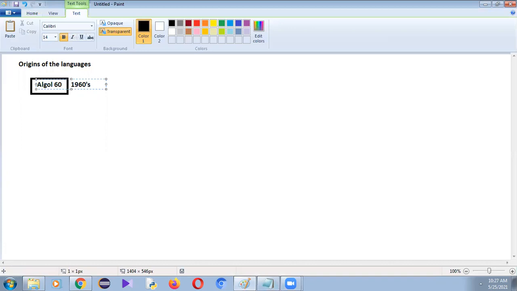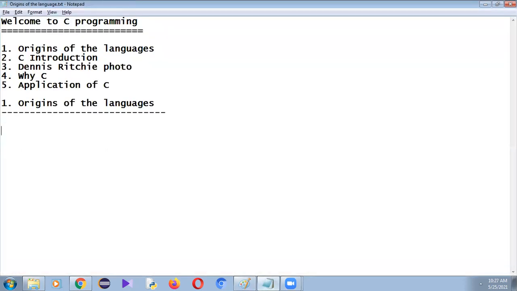What is meant by algorithm? Algorithm is a step-by-step procedure which is written in the English language. Let me show you one example of algorithm. Algorithm to find sum of two numbers.